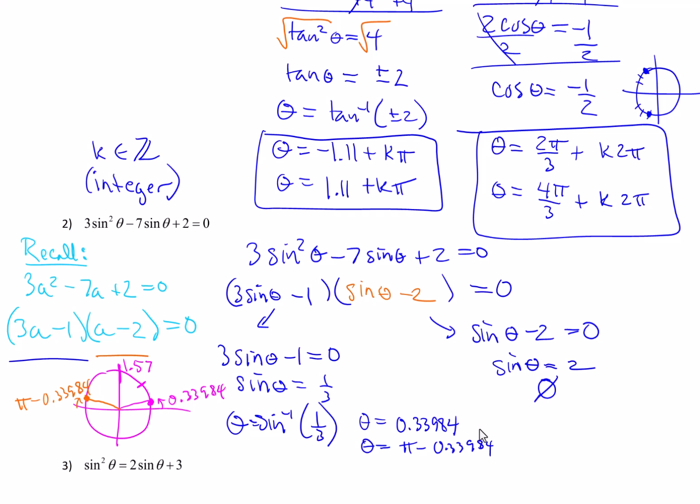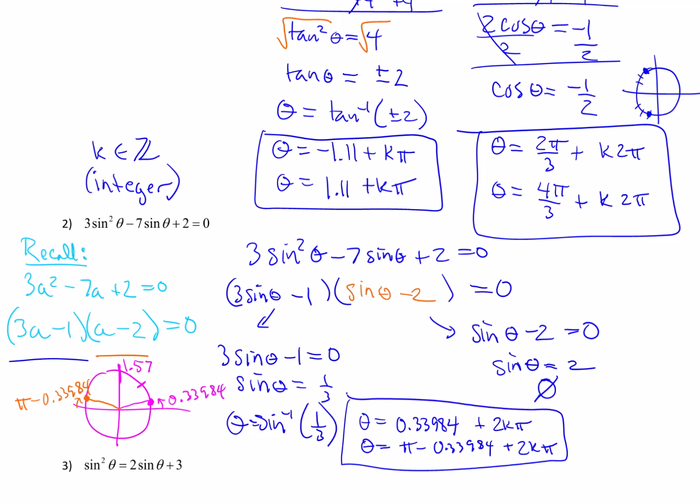So if we add 2k pi to each of these, since the period of sine is 2 pi, 2k pi, where k is an integer, represents adding or subtracting any multiple of 2 pi. Any multiple of the period will take you back to a solution of the same sort as we've been seeing.